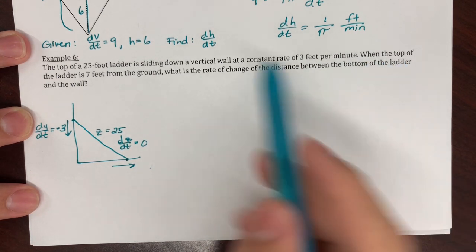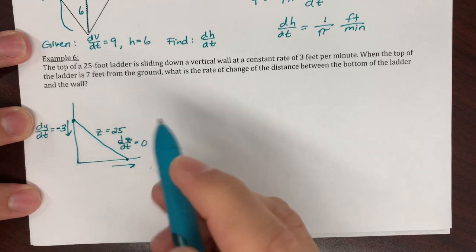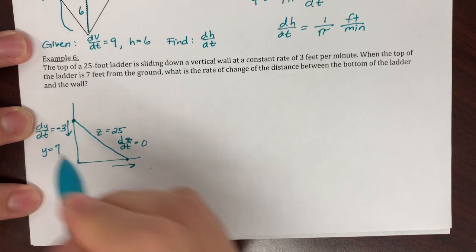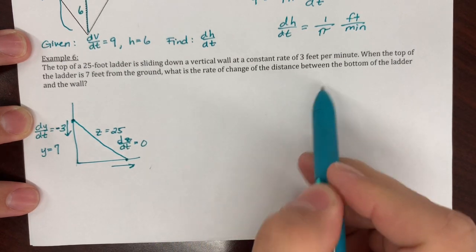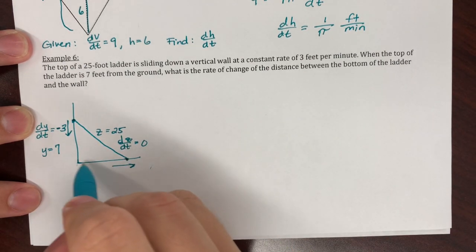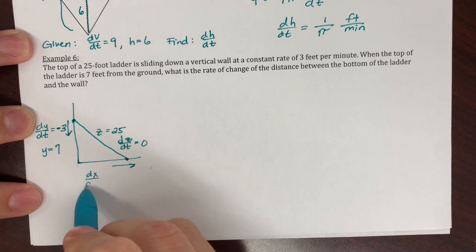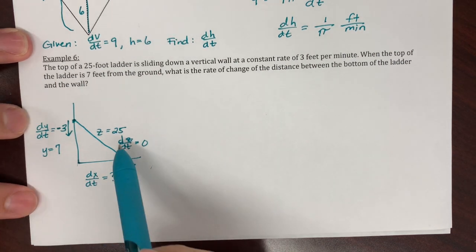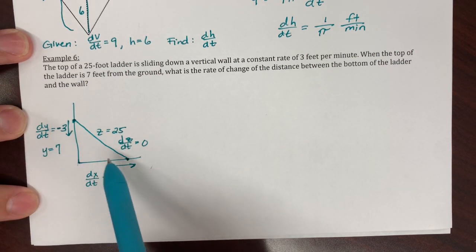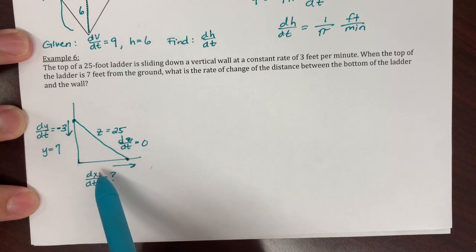And then they say when the top of the ladder is 7 feet from the ground. So the top of the ladder at this moment that we're trying to calculate is 7 feet from the ground. What is the rate of change of the distance between the bottom of the ladder and the wall? So they want to know dx over dt. Okay, so here we have almost everything. We have y, we have z, we have the rates of the two of them, but we're missing x.